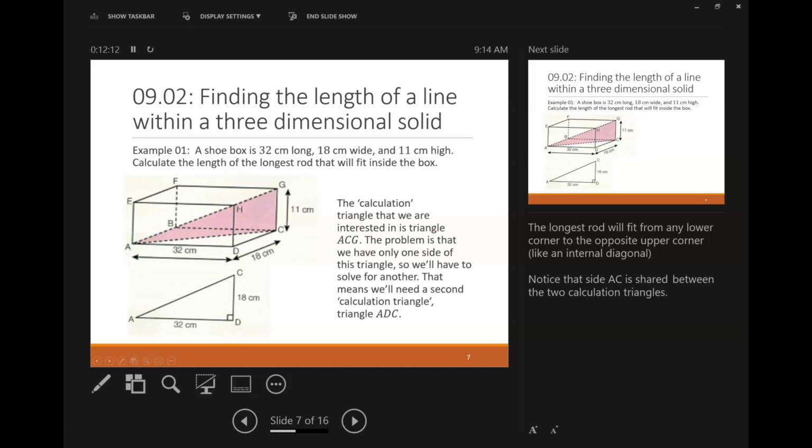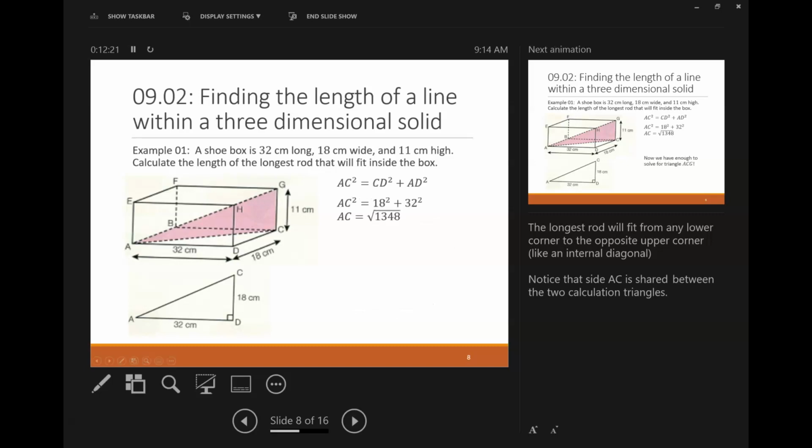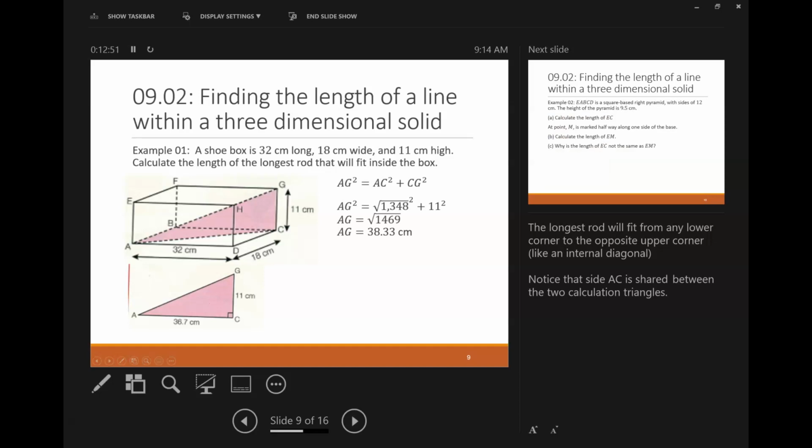How can we find the length of AC? Pythagorean theorem. 32 squared plus 18 squared, square rooted. So that gives me the square root of 1348. Is that okay there? Mm-hmm. And now I have enough to solve for that triangle ACG. So there's my triangle ACG. This is just the decimal approximation of the square root for AC. And how am I going to solve for AG? Pythagorean theorem again. So when I do that, I get about 38.33.